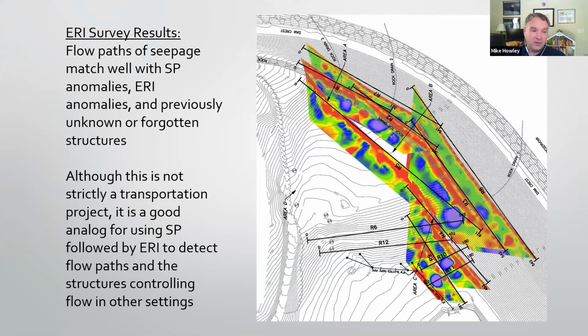This is not strictly a transportation project. However, it is a good analog for using SP to detect areas of flow, followed by resistivity to detect the structures controlling flow. This would be similar to water flow into a karst system.